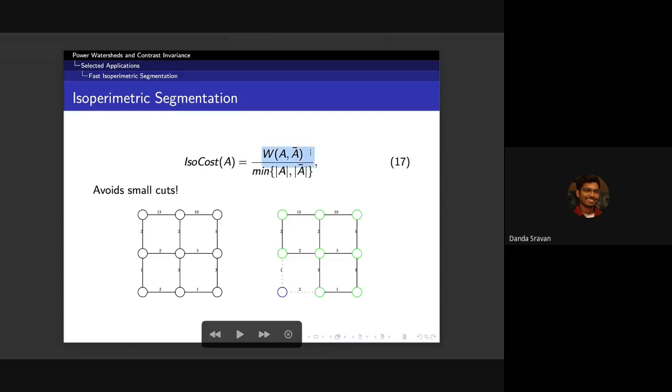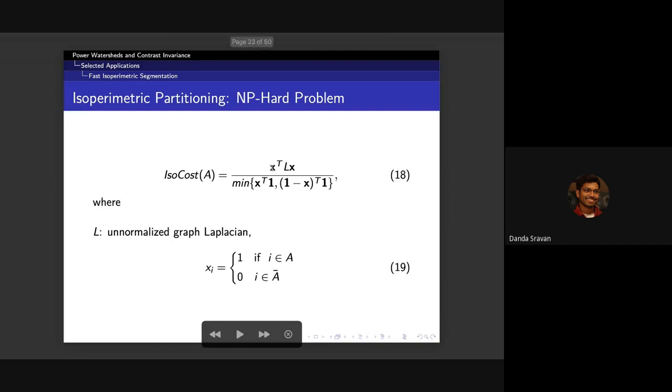This can be written as x transpose Lx, where the xi's are the labels. If xi is 1 for the node belonging to the component and 0 for the complement, then I can write the numerator as x transpose Lx, where L is the graph unnormalized Laplacian. This is simply the degree matrix minus the adjacency matrix. So this part is very well known.